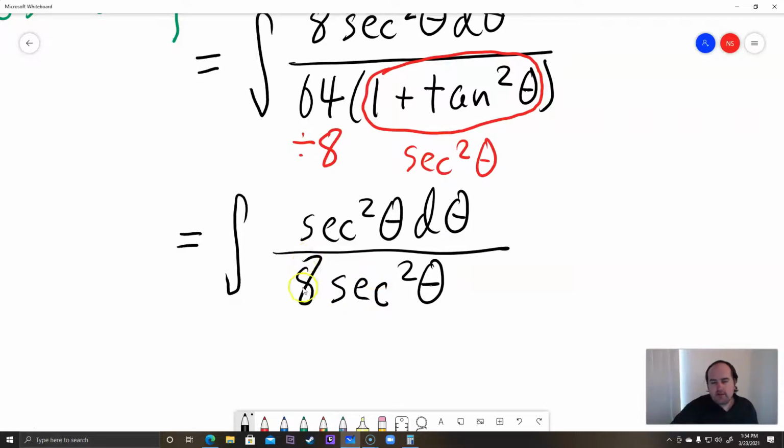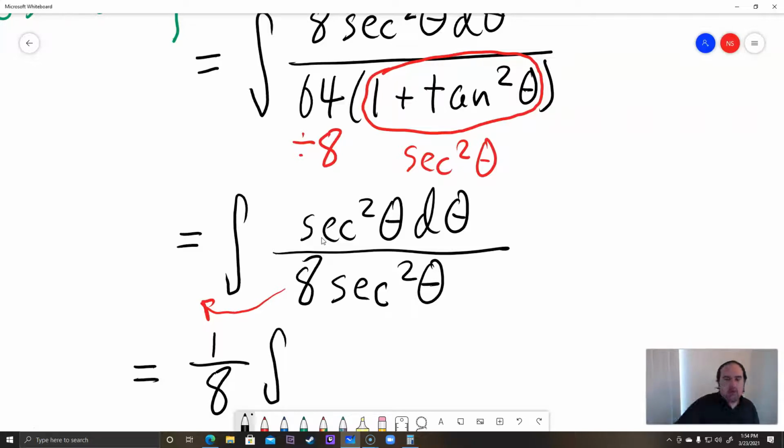So now, for the 8 on the denominator, we can factor that out front. But it's in the denominator, so we're going to actually have a 1/8 outside of the integral. Okay, so we're going to have 1 over 8 times the integral of, well, something happens here. We have a secant squared of theta on the top and the bottom, so those just cross out. So we actually have 1/8 times the integral of d theta.